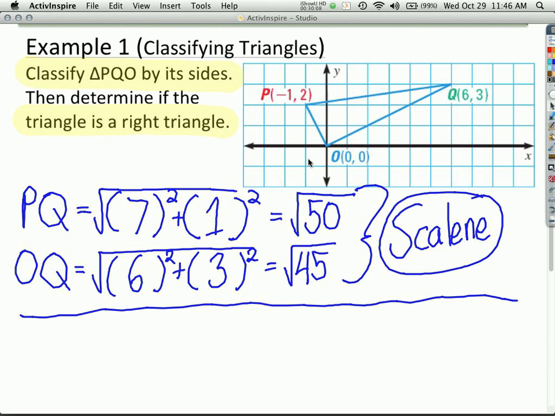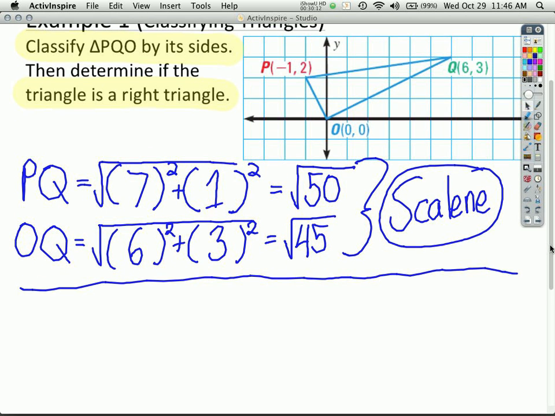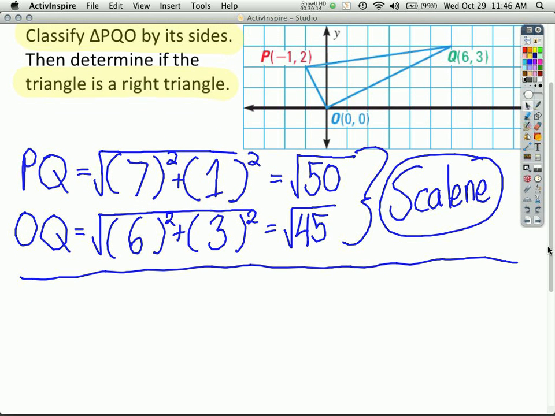Very good. You said the magic phrase. The opposite reciprocal. So if we look at the slope of PO and look at the slope of OQ and compare them, if they're opposite reciprocals of each other, then we've shown that they're perpendicular. If they're perpendicular, they form a right angle. If it's a right angle, it's a right triangle. So that's the chain of logic that we need to follow. So let's go ahead and do it.